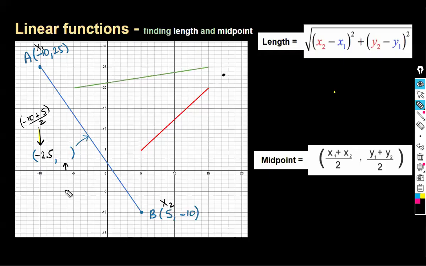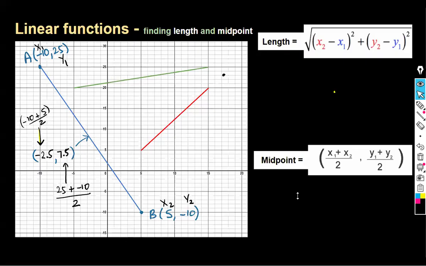Then for the Y coordinate, this is Y1 and this is Y2. 25 plus minus 10, divided by 2. Because you have to add, right? But one of them is a negative. When a plus and a minus meet, you get a minus. 25 minus 10 is 15. 15 divided by 2 is 7.5.